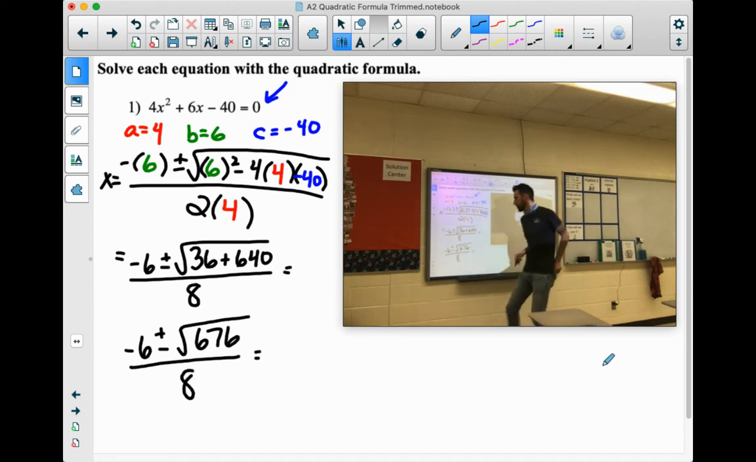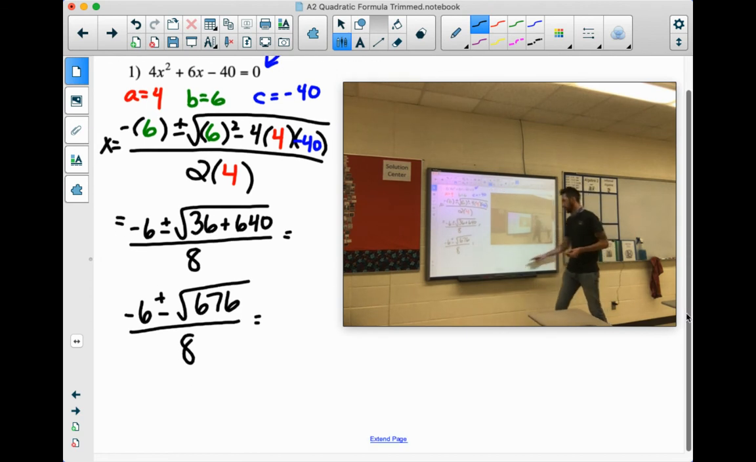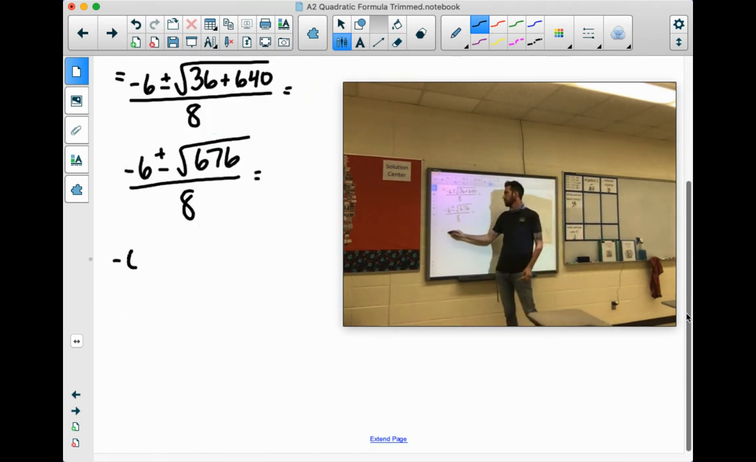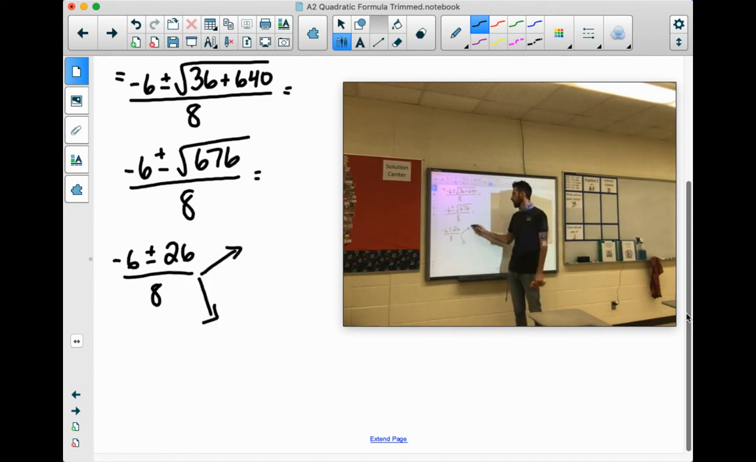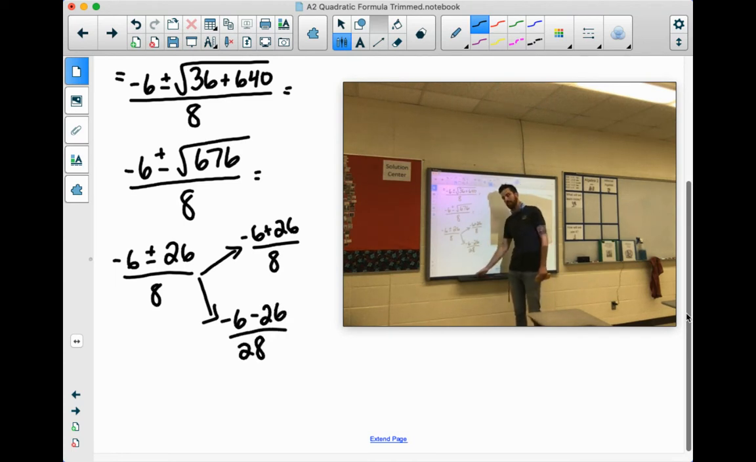Now the square root of 676, I don't know that. Like I said, 26. So let's scooch down a little bit here. We have negative 6 plus or minus 26 over 8. The reason you have the plus or minus there is because it could be positive 26 or it could be negative 26. So we're going to set up 2 different equations here. Negative 6 plus 26 over 8 and negative 6 minus 26 over 8. And these will give us our 2 different answers.